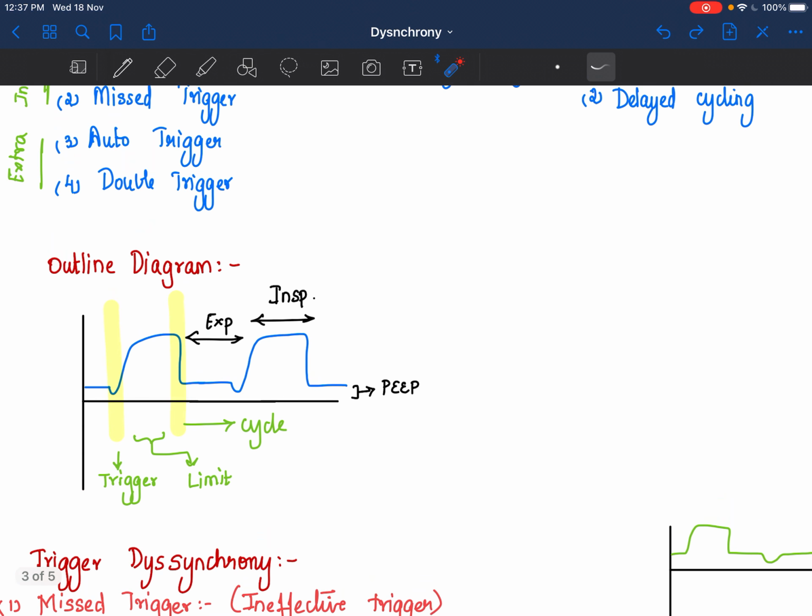This is the diagram that we will be using throughout the presentation. So this is a pressure time scalar where you have the start. So this will be your trigger.